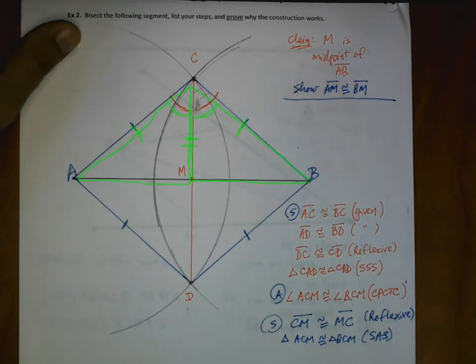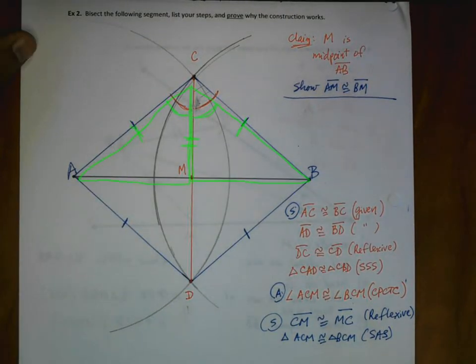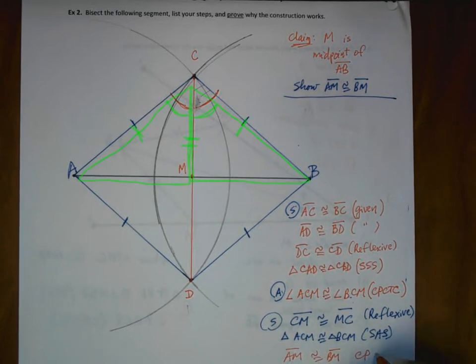Sorry, I'm writing a little bit off the screen here. Let me adjust this. ACM and BCM are congruent. And finally, I can finish the proof. Because the two triangles are congruent, then AM and BM must also be congruent, by corresponding parts of congruent triangles are congruent.